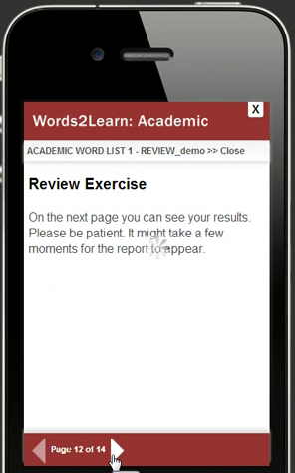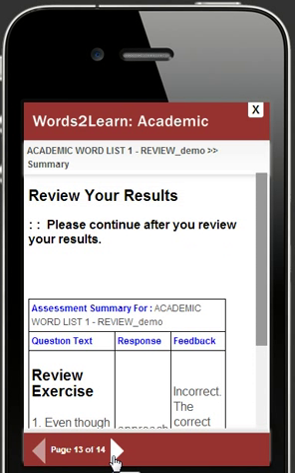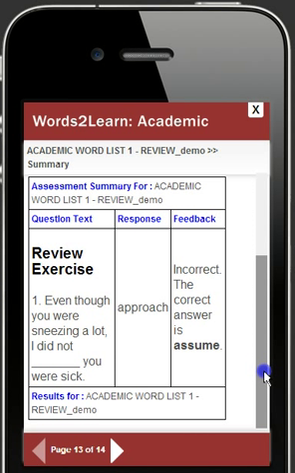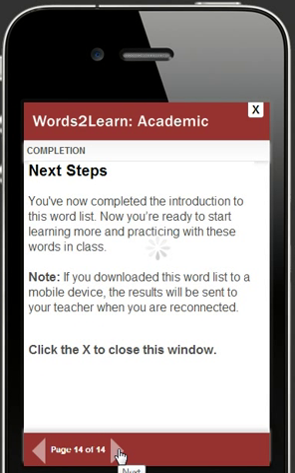And so at this point, they again see the results. They see the question again. They see the response that they made and the feedback. And then they end and go to class.